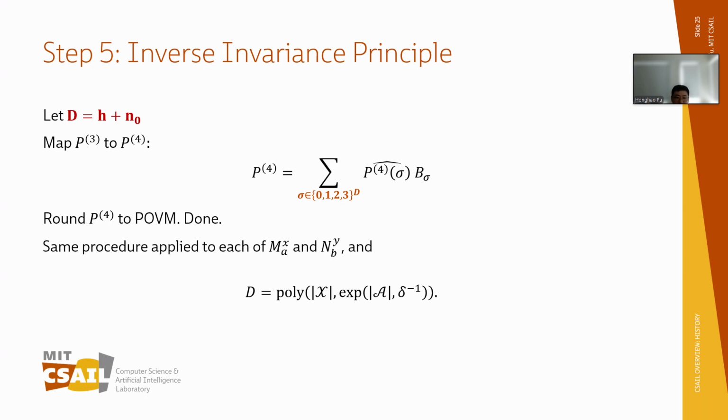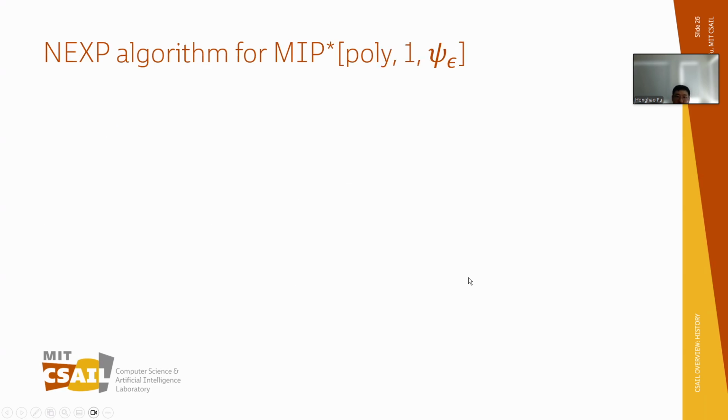Good. So in the end, you can see the D. We prove that D is only of this form. It's independent of it. So this concludes the proof of theorem 1 here. And then to prove that we have an NX algorithm for MIP star, the idea here is that the prover is going to give a certificate that there is a strategy that wins this protocol with certain probability.